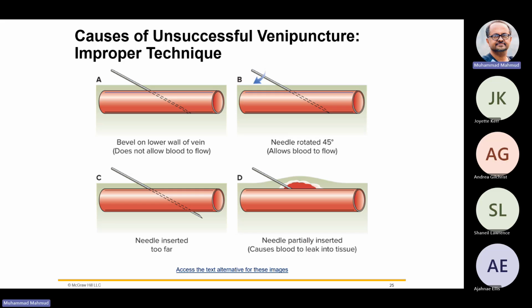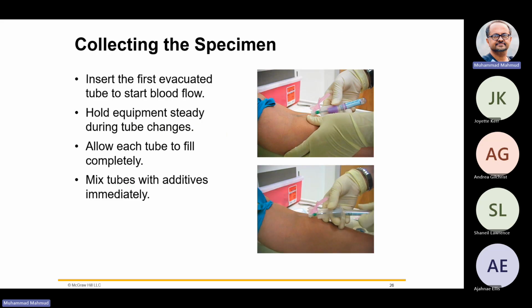Each facility has its own policy regarding the number of times a phlebotomist may attempt. Generally, the maximum number of attempts is 2. If you are unsuccessful after 2 tries, ask for assistance.